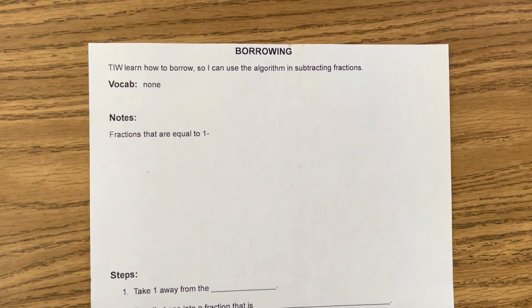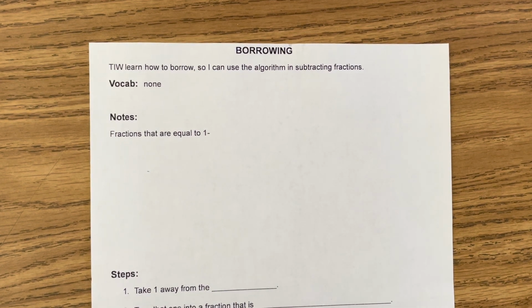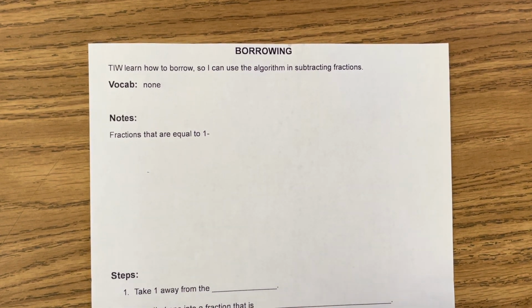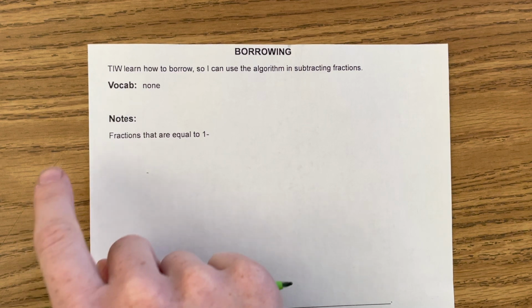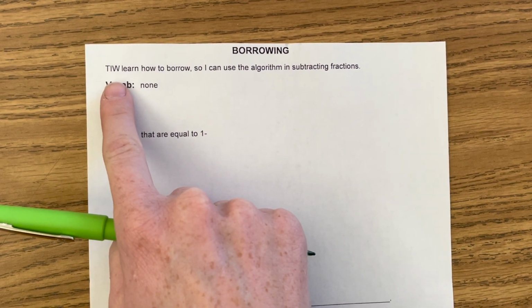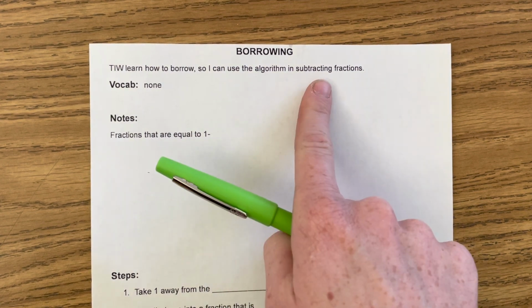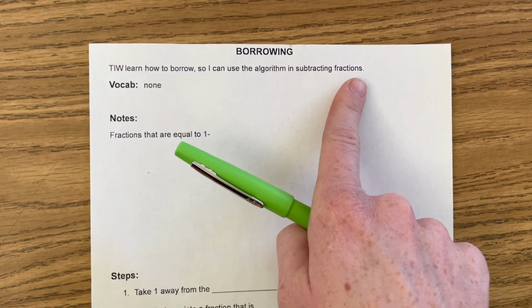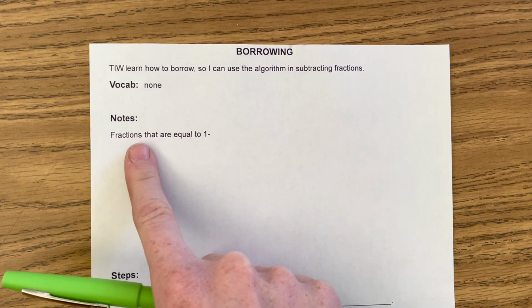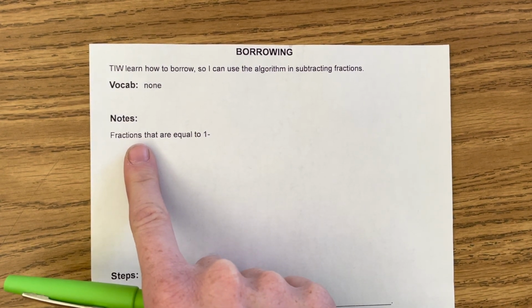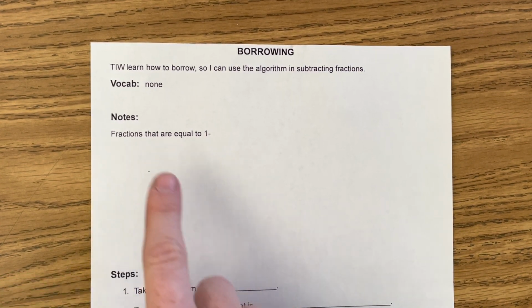It's not found in this one, it's a transition lesson so that we can learn how to subtract using the algorithm. So our learning goal for today: I will learn how to borrow so I can use the algorithm in subtracting fractions. There's no new vocab. Our notes are learning how to find fractions that are equal to 1.